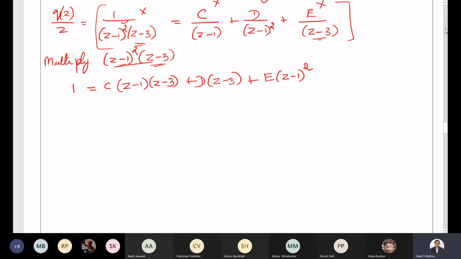For that, what shall we do? One simple way is we can put z equal to 1. That time, this will be 0 and this will be 0, and we will get the value of D. So put z equal to 1. On the left, 1 equals this. If you put z equal to 1, (1 minus 1) will be 0, so the C term will be 0. Next here, D into (1 minus 3). Here also this will be 0 if you put z equal to 1. So 1 minus 3 is minus 2. So minus 2D equal to 1, and D will be minus 1 by 2. Is it okay everyone?